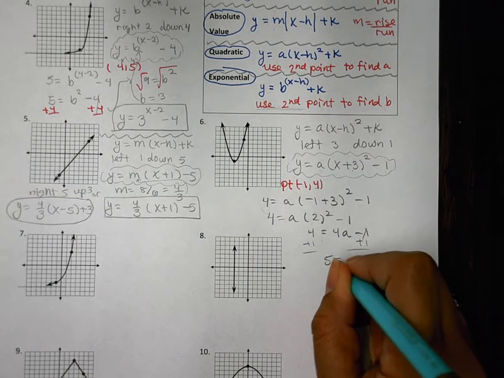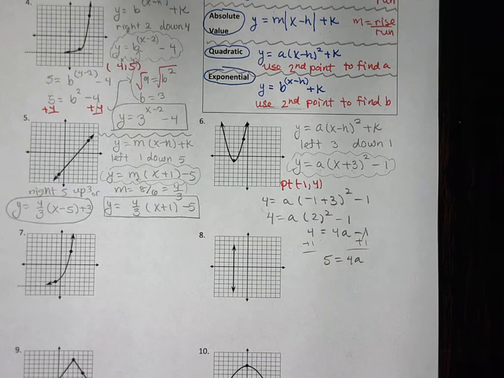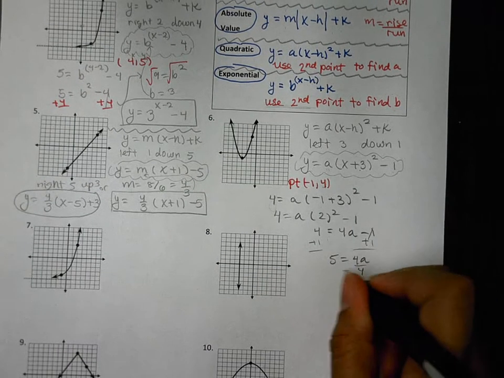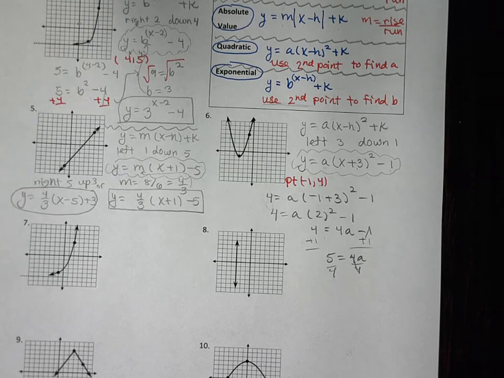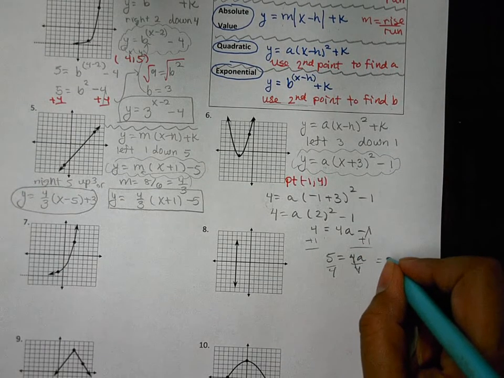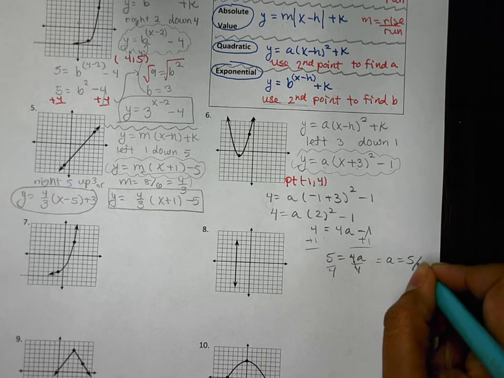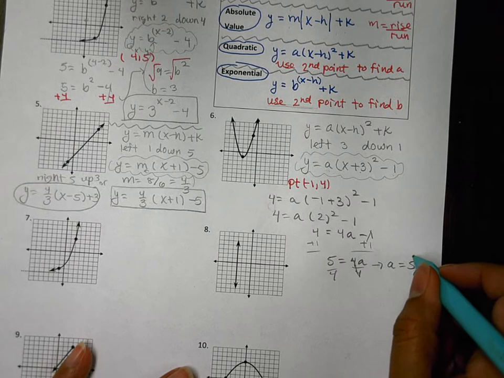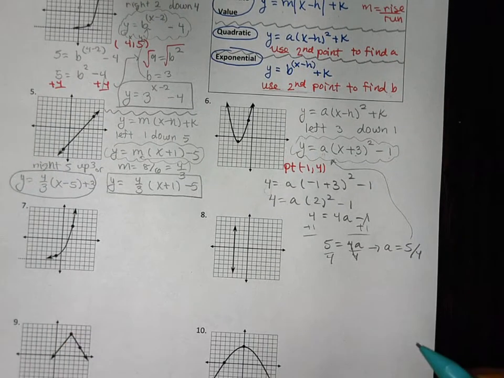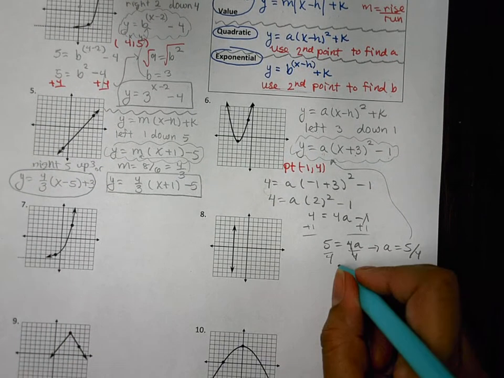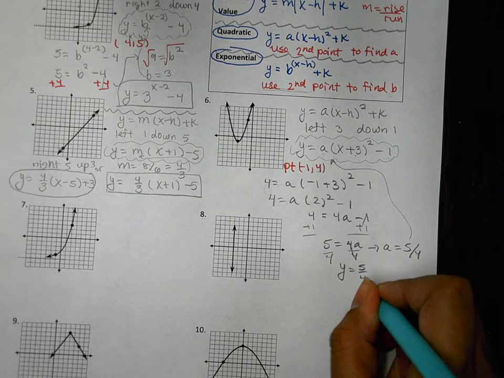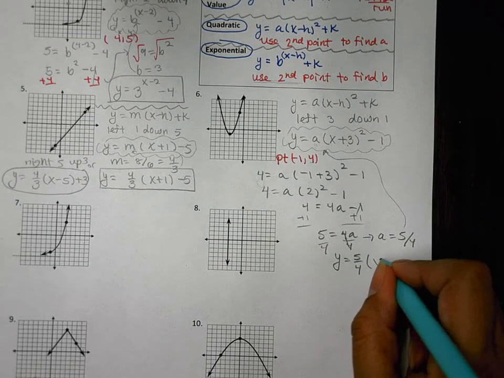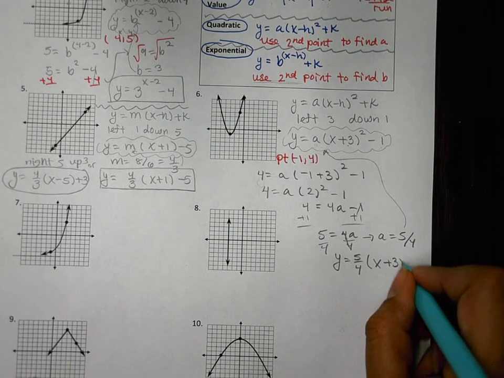5 equals 4a. Divide both sides by 4. And a equals 5/4. A equals 5/4. And now we're ready to plug it right up here where we put that bubble, and that there is our answer. Y equals 5/4 (x plus 3) quantity squared minus 1.